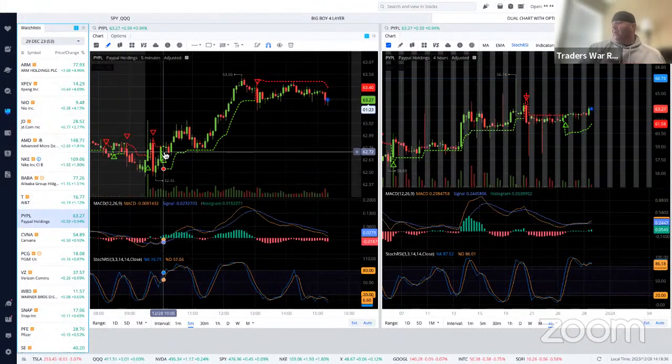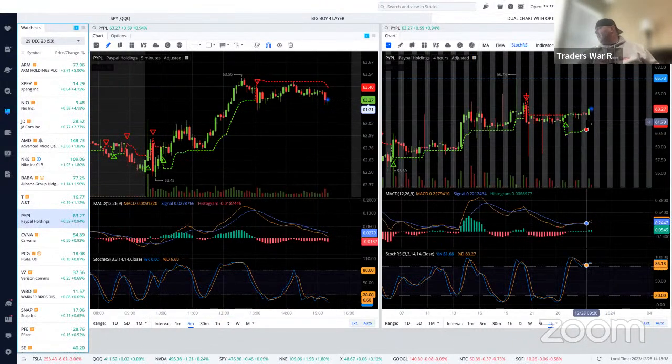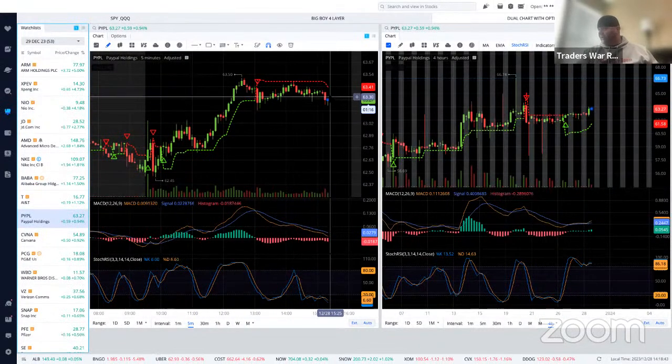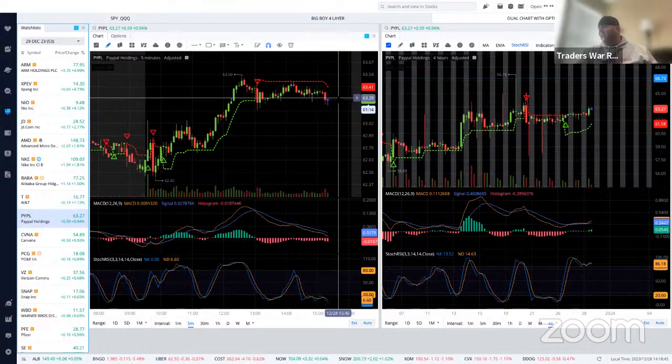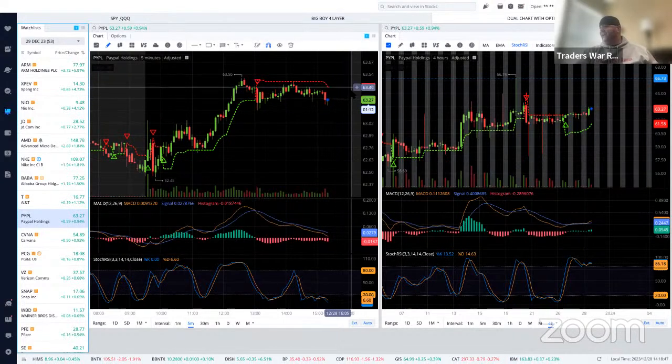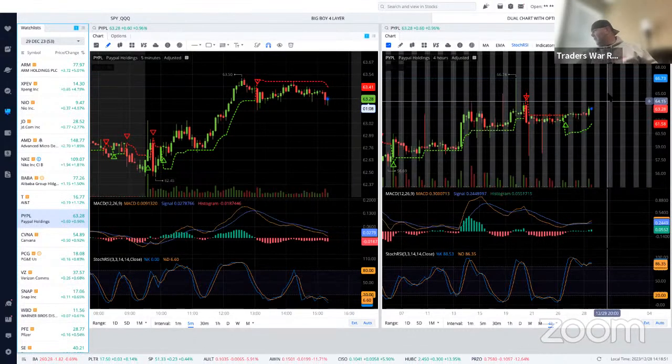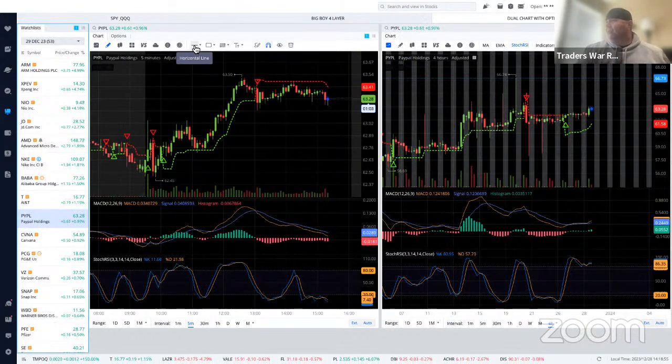PayPal has been looking pretty strong here recently. I actually like PayPal for a break to the upside. Right now it's looking a little weak, but I think this is a good swing candidate to the upside. I think this is a good candidate for a lotto push from this current level to 65. I think so, yeah. I think this would be a good candidate for a push to 65.